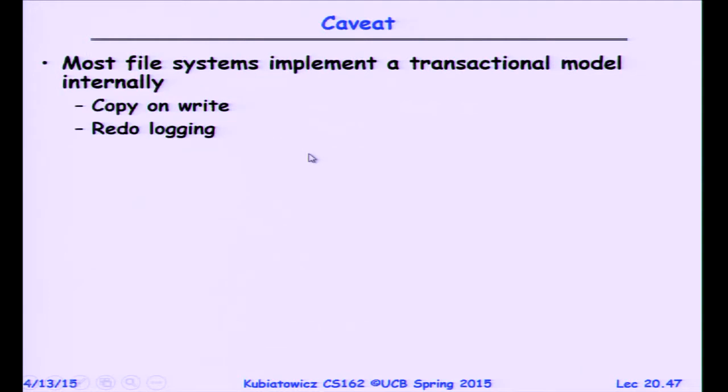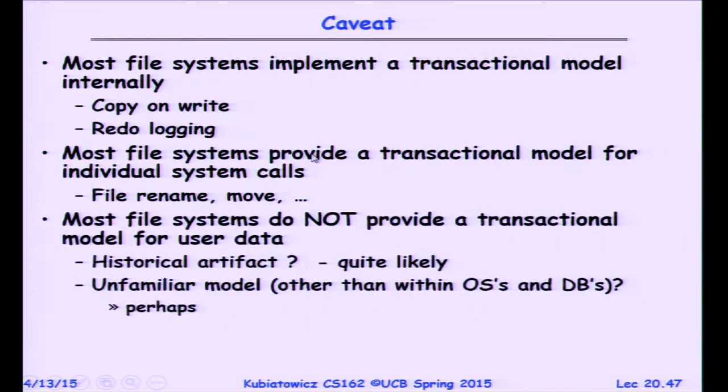Caveat is most file systems give you a transactional model internally. So if you look at ext3, there is journaling. Okay, so there's transactions. However, there isn't typically transactions exported to users. Why is that? I don't know. Historical, maybe. People don't know how to deal with transactions or what have you. But oftentimes you can use your systems transactionally.